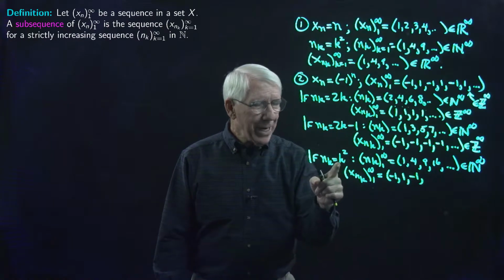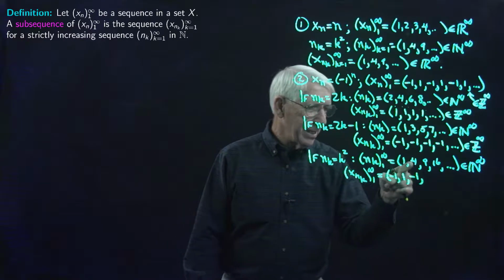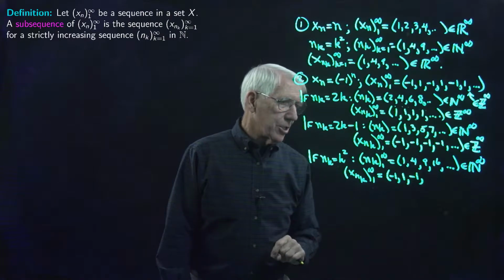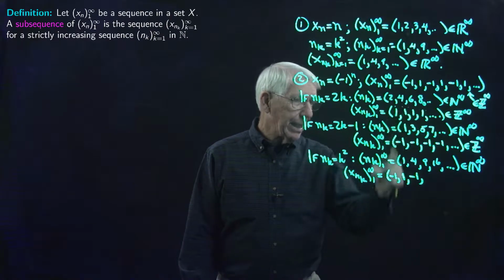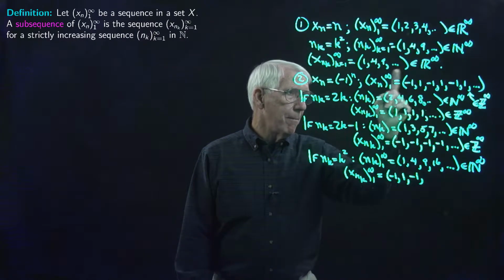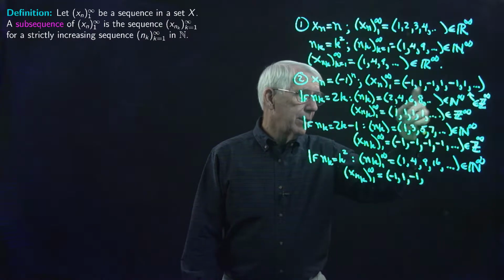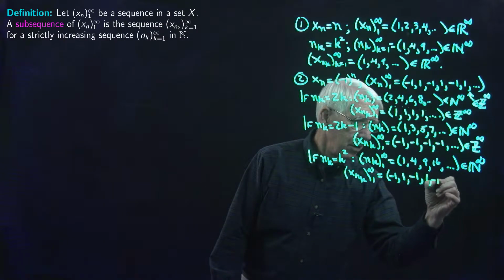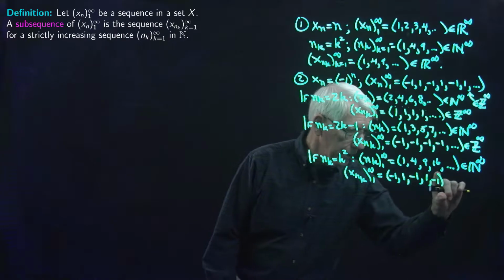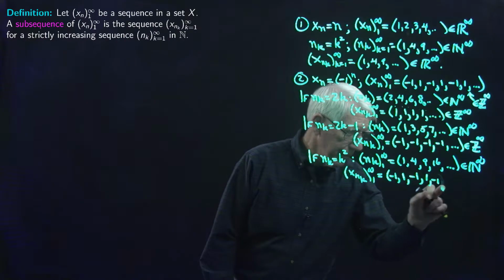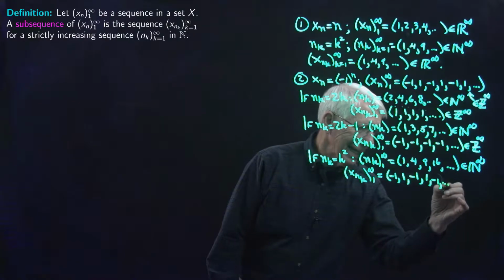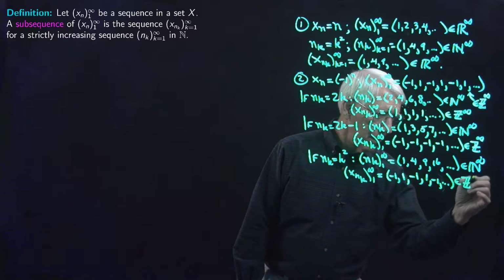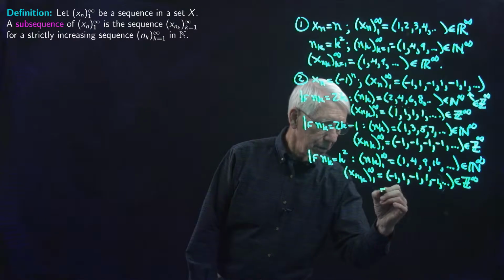So the squares alternate odd, even, odd, even, odd 25, even 36. And so that means that we're picking up those terms in the original sequence, minus 1, 1, so odd term, odd term, even term. Well, I should have put on here dot, dot, dot, which is in, and that's equal to the original sequence.